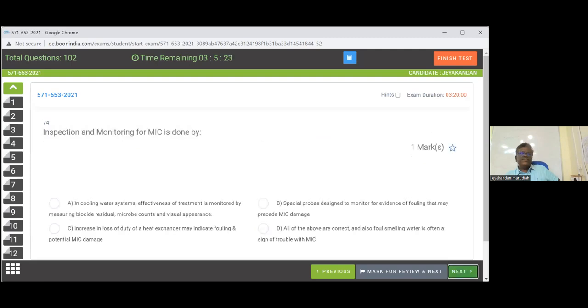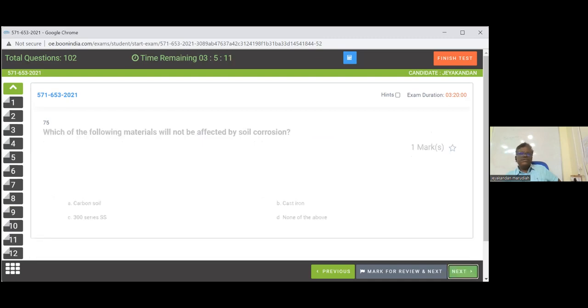Next. Inspection and monitoring for MIC is done by: in cooling water, effectiveness of treatment is monitored by biocide and microbe counts, correct; increase in loss of duty, correct. All of the above are correct. Next. Which of the following materials will not be affected by soil corrosion? 300 series. It will not be affected by soil corrosion.